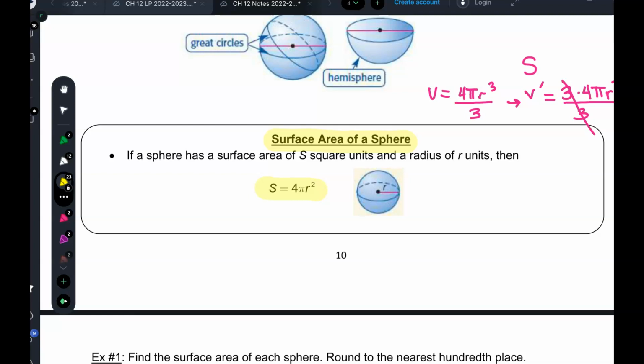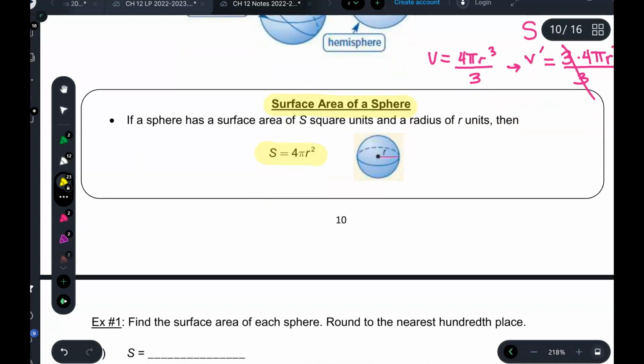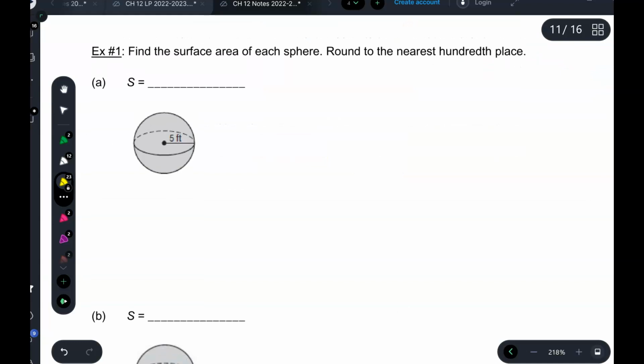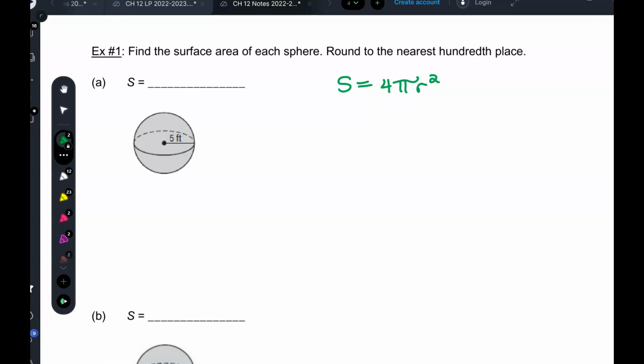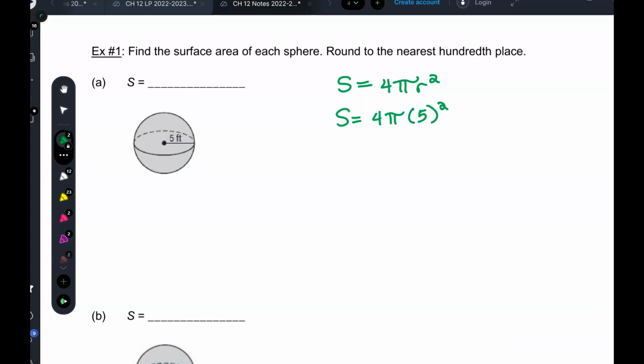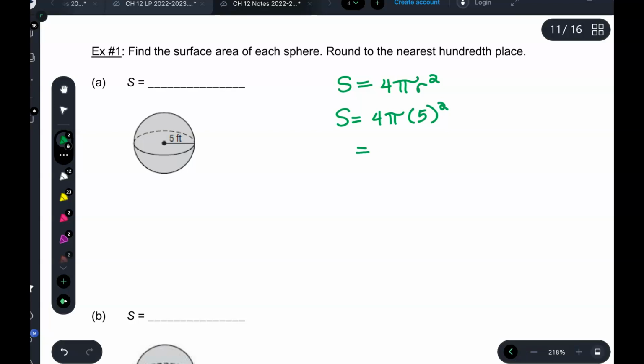Okay, 4 pi r squared, all we need to know is the radius, from the center to a point on the sphere. Why 4? Is it just like 4 circles? Just trust me, it's the formula. Okay, let's plug in 5 squared, 25. It's the easiest one to remember. 4 pi times 25, so that will be 100 pi.